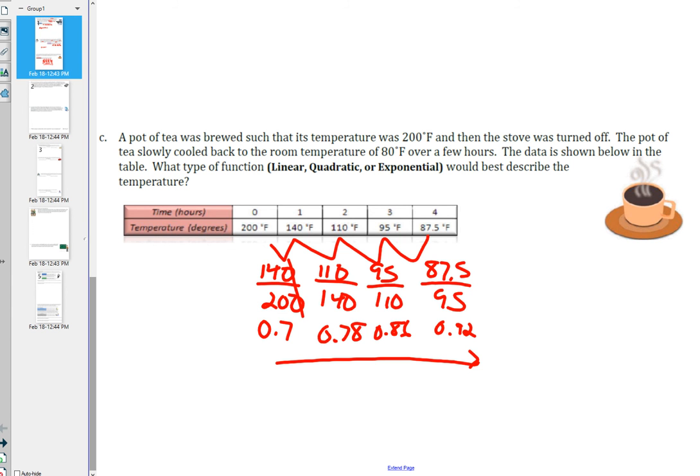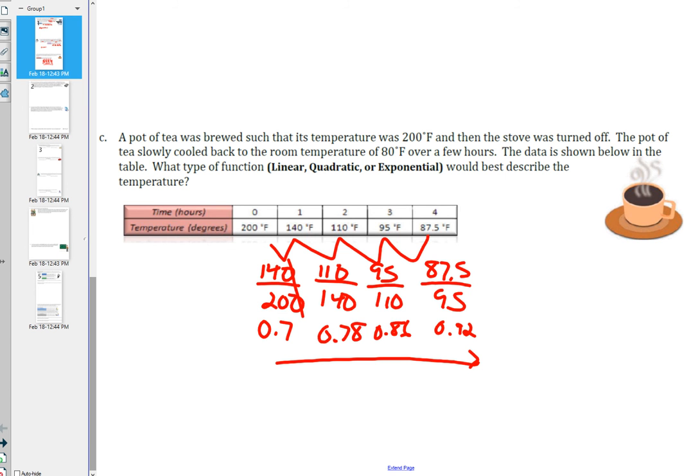Like the temperature is decreasing, but at an increasing rate. Every time that it's decreasing by more. Actually, no, sorry, the converse. It's actually decreasing by less because the next temperature is a bigger percentage of the temperature before.